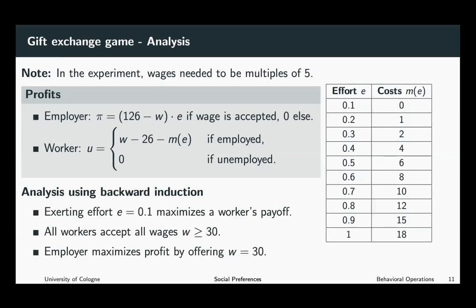So again, we employ backward induction to solve the problem, to come up with a prediction. What we see is that exerting effort of 0.1 maximizes a worker's payoff. In the third stage, the worker just wants to maximize his profit, and by choosing the lowest possible effort level, this profit is maximized. In this case, the worker's costs are just 26, which means the worker accepts all offers that are 30 or larger.